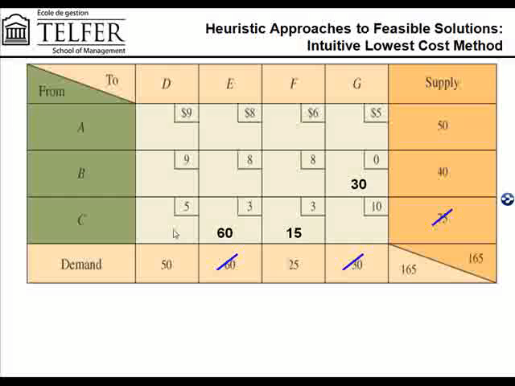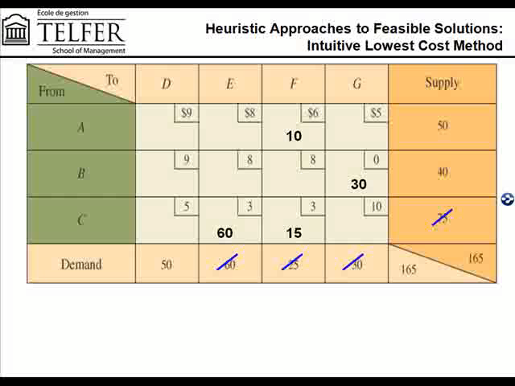The next cell with $5 cost is from C to D. D requires 50 units. C, however, cannot supply any more units. It's already exhausted its supply, so I can't do anything in that cell either. From $5, the next one up is the $6 cell over here from A to F. A can supply 50. F still requires 10 more units. So let's supply those 10 units from A to F. After supplying the 10 units from A to F, you've now satisfied the requirements for F. So you could cross that out.